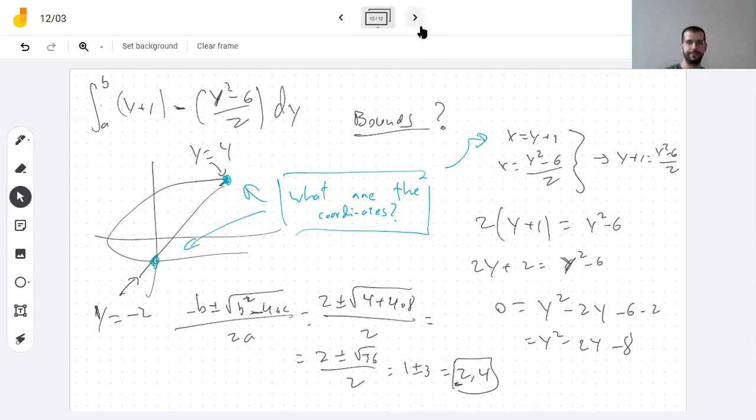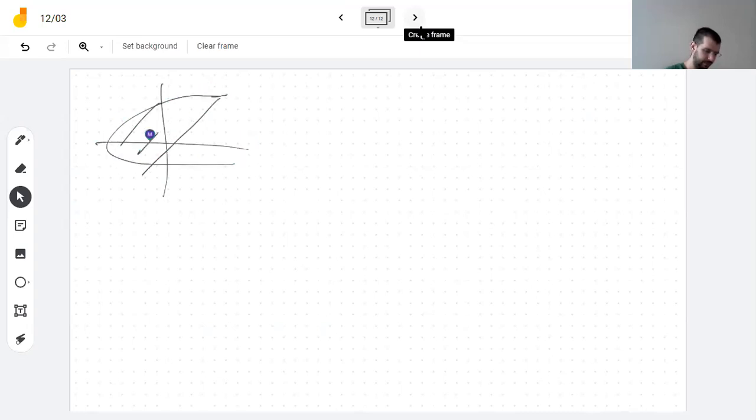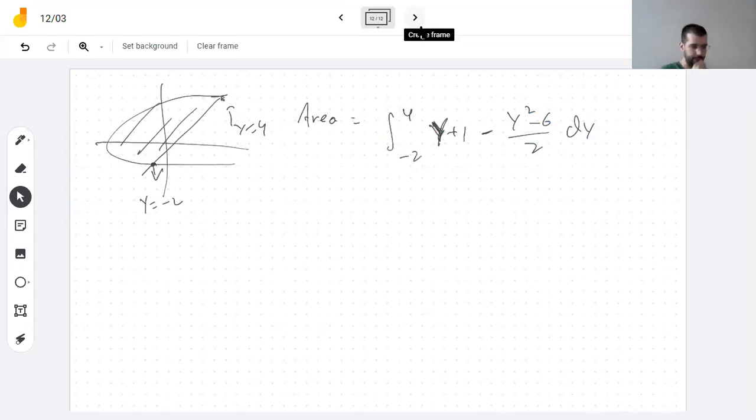So finally, the area between the two is the integral, now I know from where to where, of the difference of the two functions, y plus 1 minus (y squared minus 6) divided by 2. I guess for the first time, the letter is not x. But this is a polynomial, so I'm going to be able to do it just using the power rule, but maybe I should simplify first.